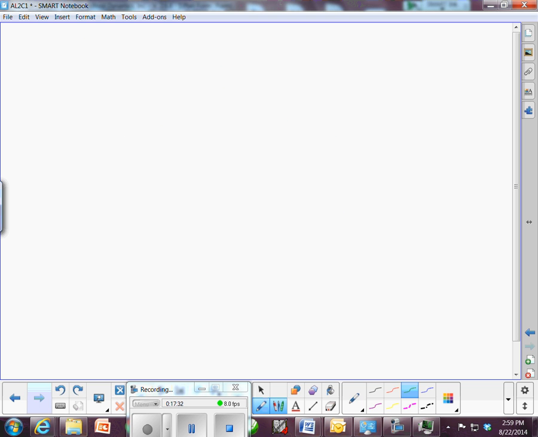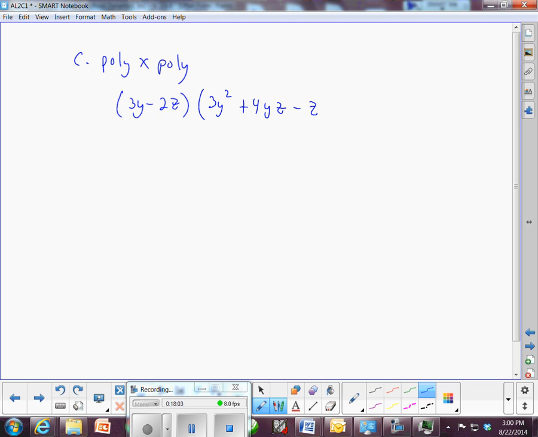All right, let's do one more. C, and that's a poly times a poly. Makes you want a cracker, doesn't it? So how about something like this? How about a 3y minus 2z, in parentheses, a binomial, and we'll multiply it times a trinomial. So parentheses, let's go 3y squared plus 4yz, and we'll go minus z squared. If you remember, all you're thinking about is distribute.